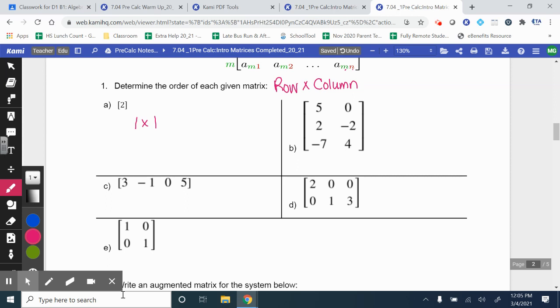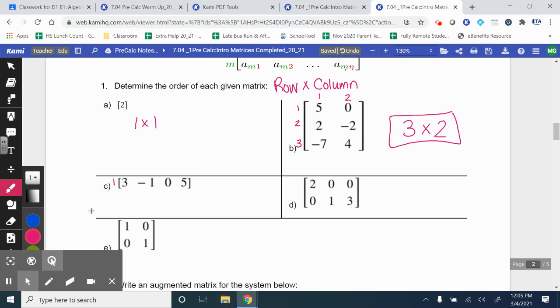All right, let's look at B. So B, we have 1, 2, 3 rows. So remember, row is across. So we have 3 by how many columns? We have 1, 2 different columns. So the order would be 3 by 2. Think of a column like when you see on a house or a building, when you have a column goes up and down, that's your column. For letter C here, we have one row and we have 1, 2, 3, 4 different columns. So this would be a 1 by 4 matrix.